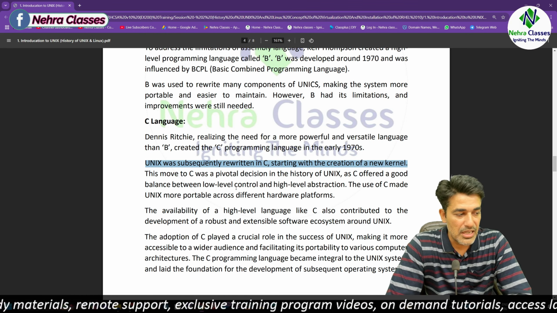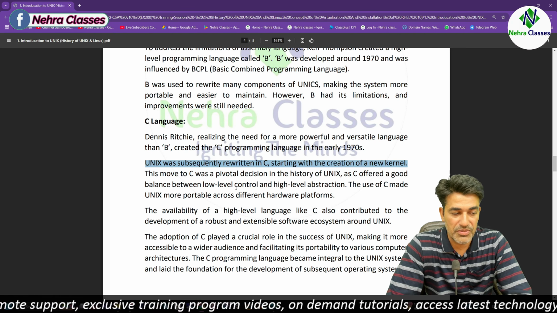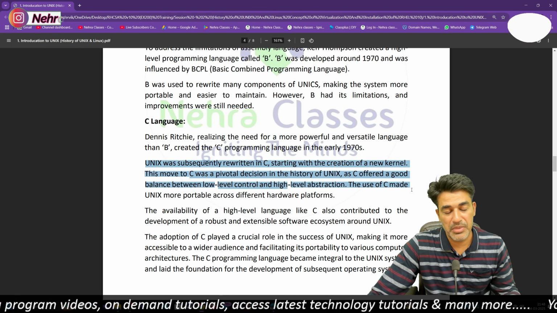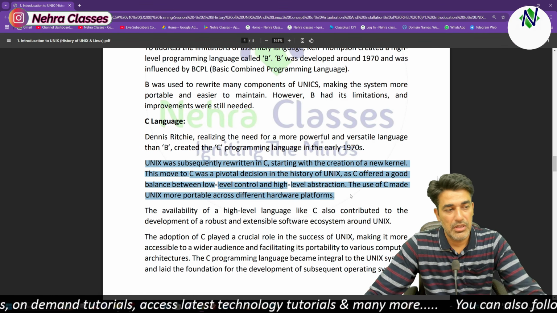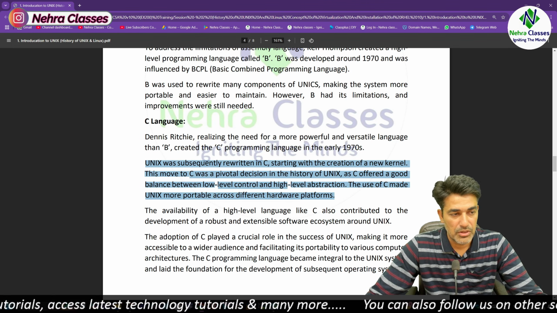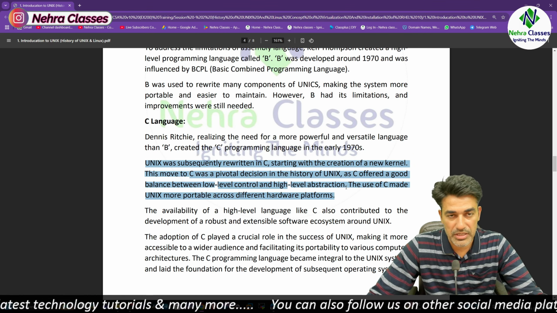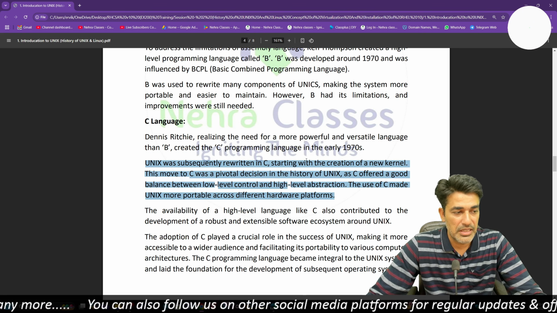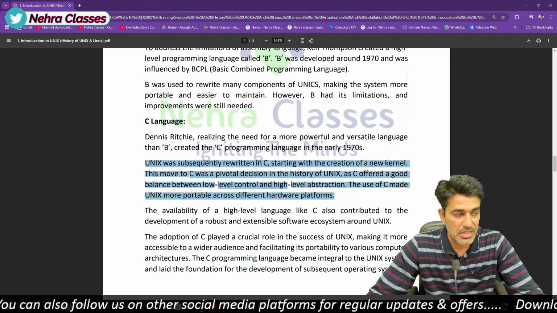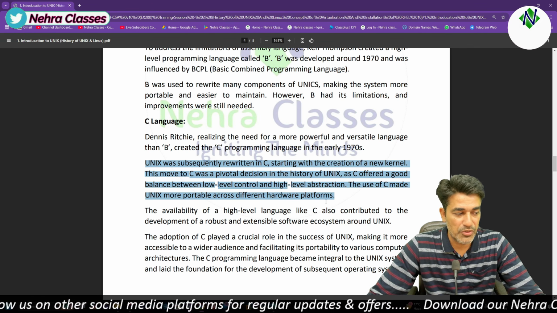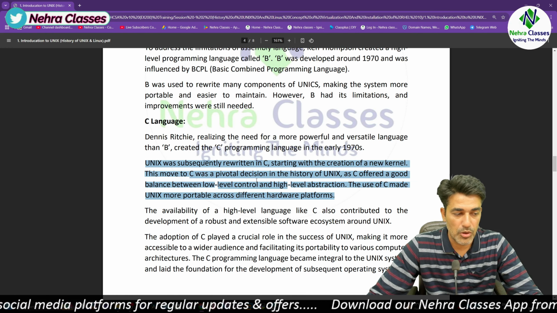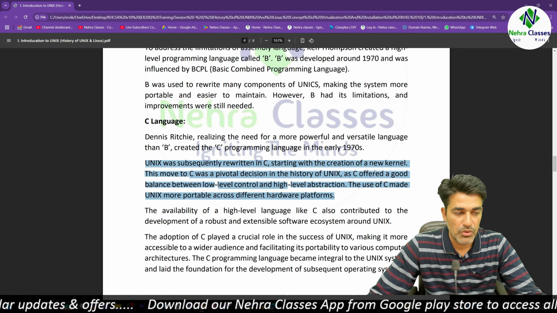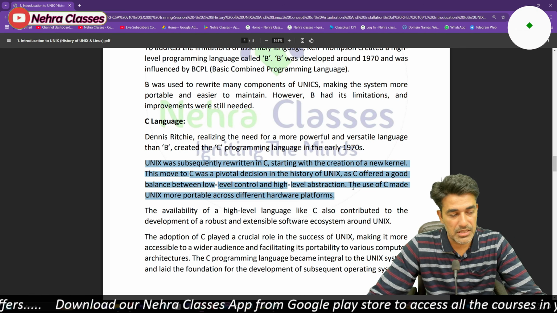The use of C made Unix more portable across different hardware platforms. So that's why, because A language and B language were not that capable of creating Unix, because there were some limitations, like they were not portable, they needed many improvements. So C played a vital role in the development of Unix. The entire operating system and its kernel was rewritten in C language at that time.